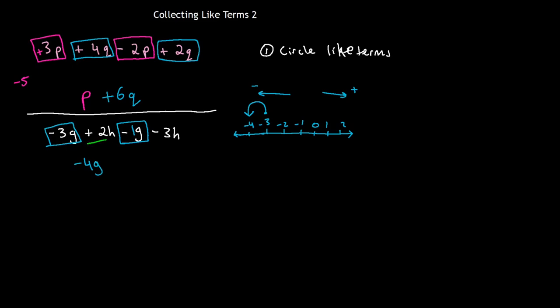In the next bit we've got a positive 2h and a negative 3h. Again, you can use your number line. We're at a positive 2, and then we're going to go 3 to the left. So 1, 2, 3. That lands us on negative 1, so we have a negative 1h. I don't have to write the 1 because it's a bit extra. It's just negative h. Leave it as that.